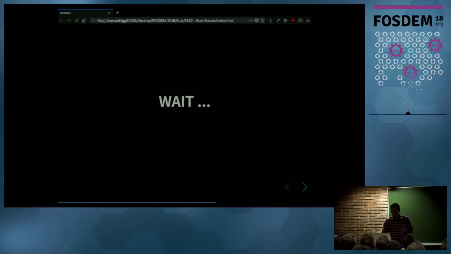OK, so at this point of the talk, you are wondering, this is cool and all, but wasn't this talk about Rust? So now let's talk about how Rust helped build this kind of application.